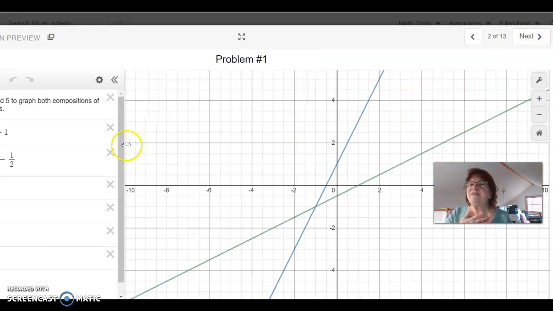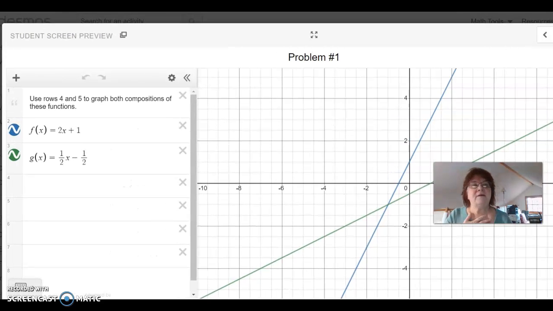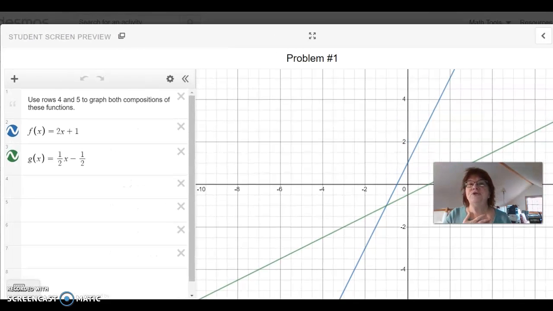Okay. So now this next screen asks you to do both compositions of these two functions. So they give you two functions, f of x equals 2x plus 1 and g of x equals 1/2 x minus 1/2. And what they want you to do is do both compositions, do f of g of x and do g of f of x. So before you can do that, you have to figure out what those functions are, right?